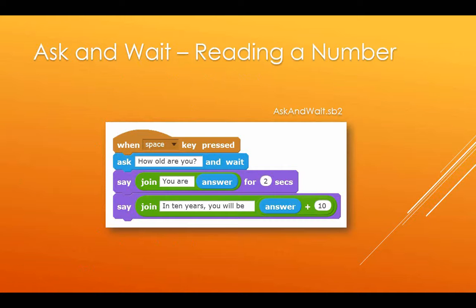Last week we did this exercise where we used the ask and wait block to get input from a user. The value of the input that they give is automatically stored in a built-in variable called answer. Every time you ask something, the input that the user gives gets put into the answer block. If you have multiple ask and wait blocks, you need another variable where you store the value, otherwise it'll get overwritten every time.